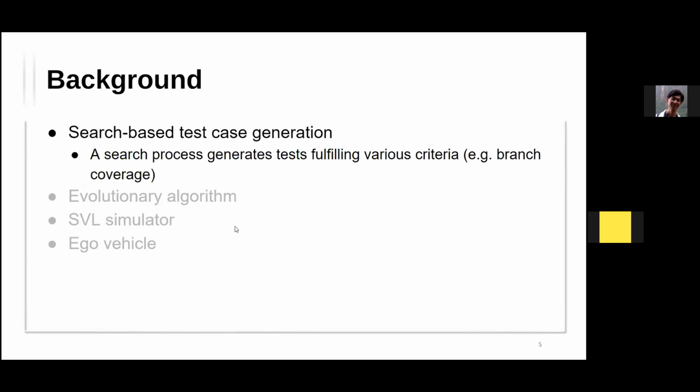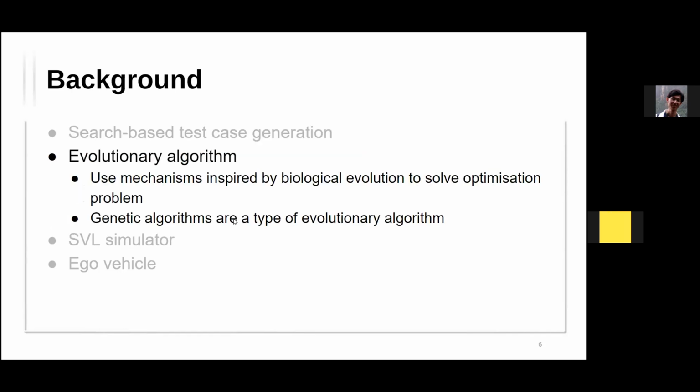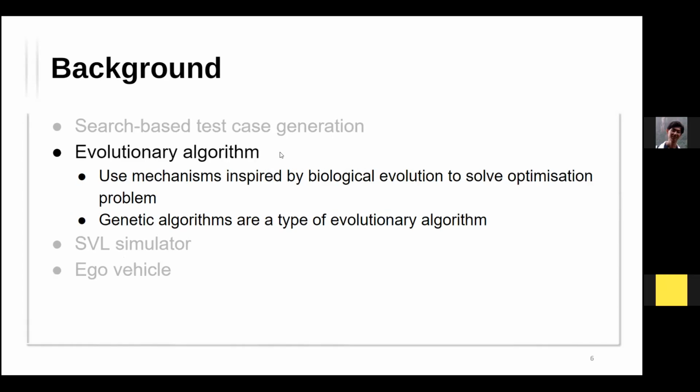As I mentioned last time, search-based test case generation is just a search process that generates tests fulfilling various criteria. I'll explain this in greater detail later on in the slides as well. Search-based test case generation usually uses evolutionary algorithms. These are algorithms that use mechanisms inspired by biological evolution to solve the optimization problem that is the crux of search-based test case generation. One example of such evolutionary algorithms are genetic algorithms, which are typically used in SBST.